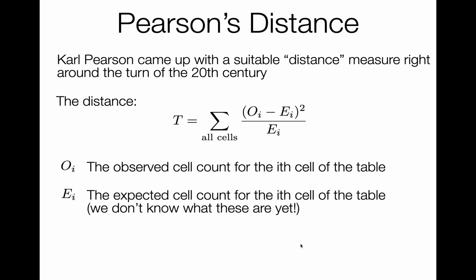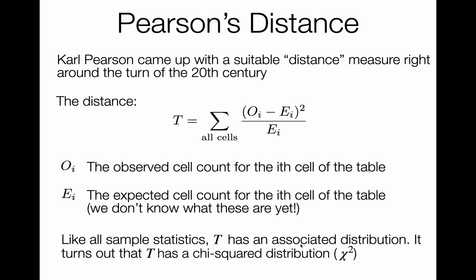We don't know how to calculate those yet, but we will soon. So I have O minus E, squared, divided by E. I calculate that for every cell in the table, and then I add them all up, and I get T. That T is going to be my test statistic in the end when we actually get to a hypothesis test, but that's the distance that we're going to use.